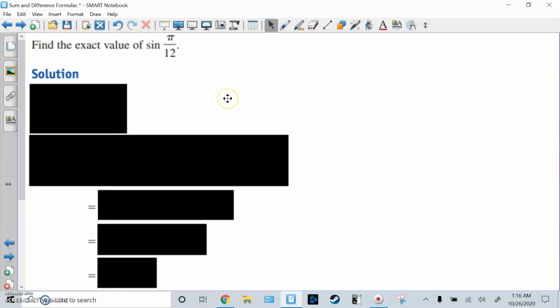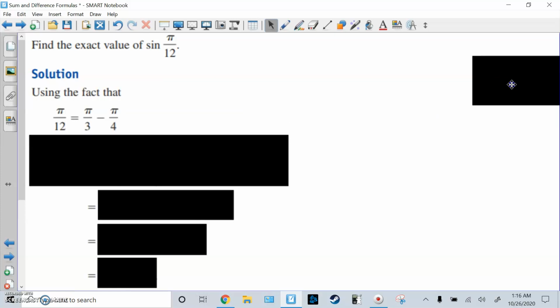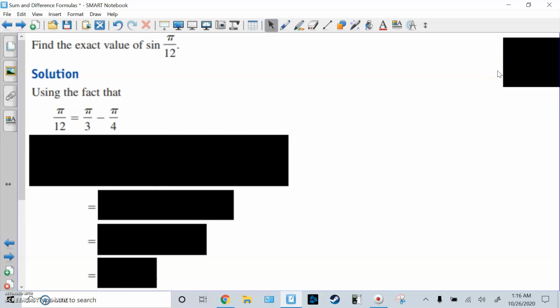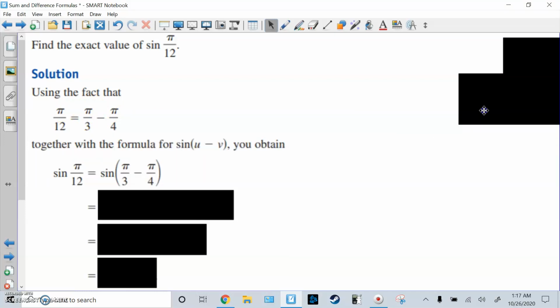Alright, this one's harder, but find the exact value of sine of pi over 12. Pi over 12 is not on the unit circle, but we can find two radian measures that add or subtract to pi over 12. That is pi over 3 minus pi over 4. If you do common denominators, that's 4 pi over 12 minus 3 pi over 12, which makes 1 pi over 12. So we're going to use that fact.